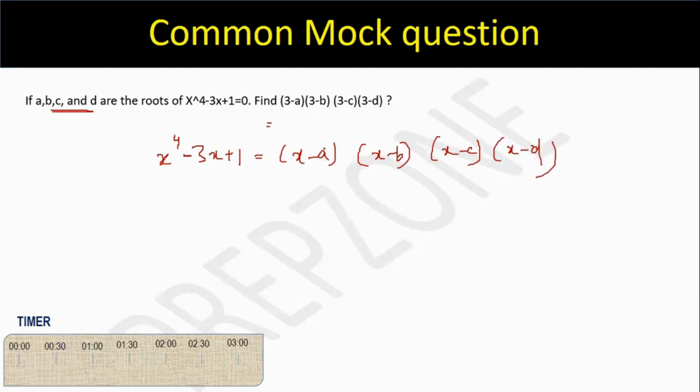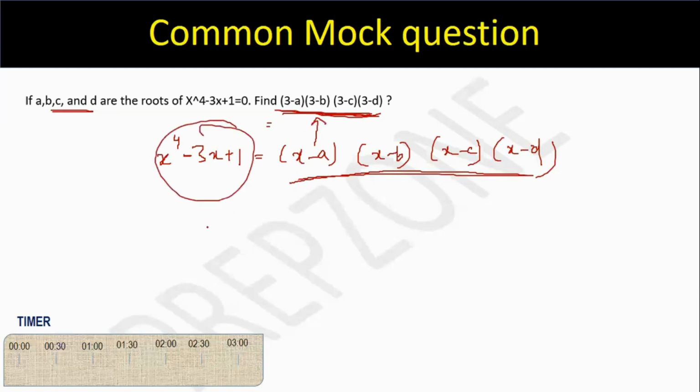Now Gitanshu, just think, what do you have to find? This value: 3 minus a into 3 minus b into 3 minus c into 3 minus d. What do you have is x minus a, x minus b, x minus c, x minus d, which means you have to reach here from x equals 3, so what will you have to do? x equals to 3. All you have to do is to put x equals to 3 here. Please try doing that.